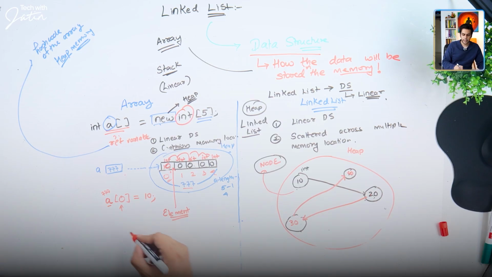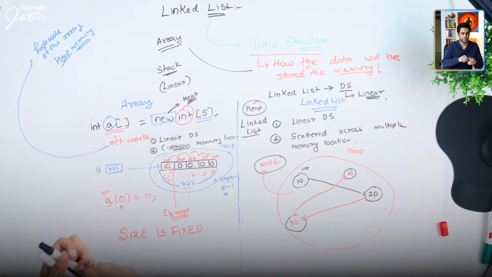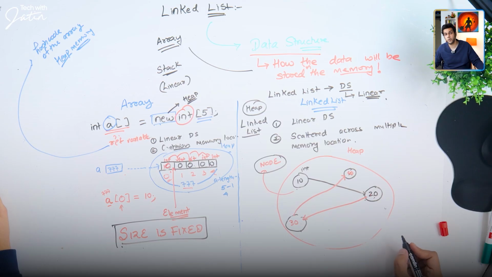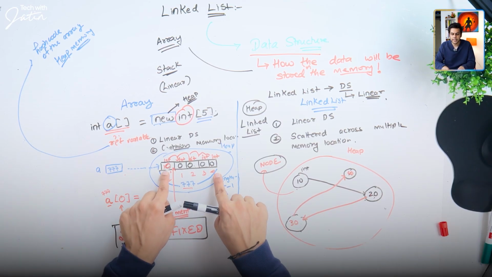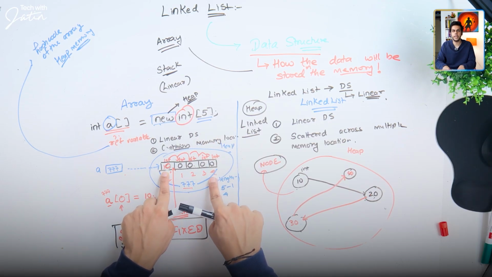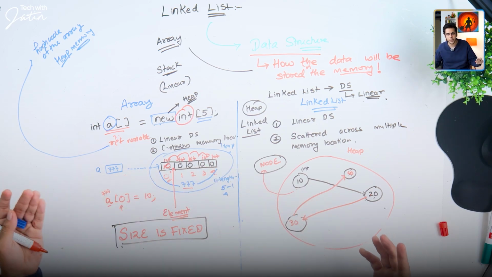Now, what is the drawback of an array? The drawback of the array is that the size is fixed. Yes or no? Size is going to be fixed. This is the drawback of the array. Once I say that I am going to create an array of size 5, I cannot change this particular array. And if I want to change it, I have to use a collection. ArrayList comes into the picture.